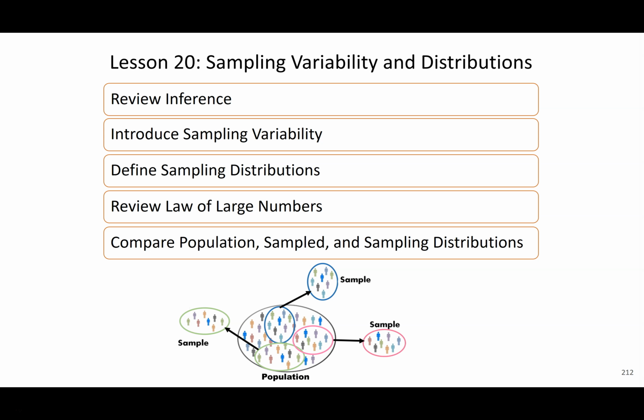Okay, welcome to lesson 20. We're going to talk about sampling variability and distributions. When we talk about sampling variability, the idea is if we were to repeatedly sample, we want to acknowledge our first sample might be different than a second or a third, and so on. From sample to sample, characteristics such as the mean or standard deviation will fluctuate.